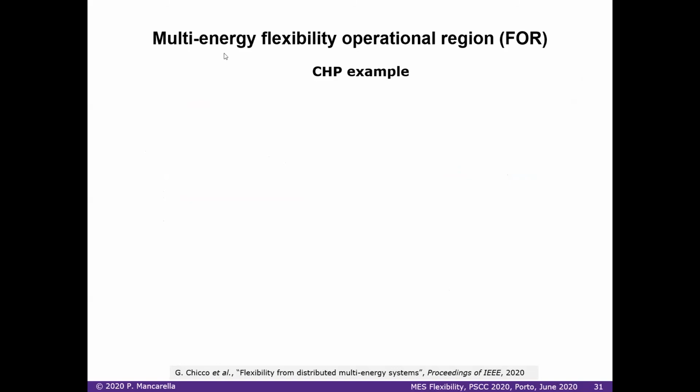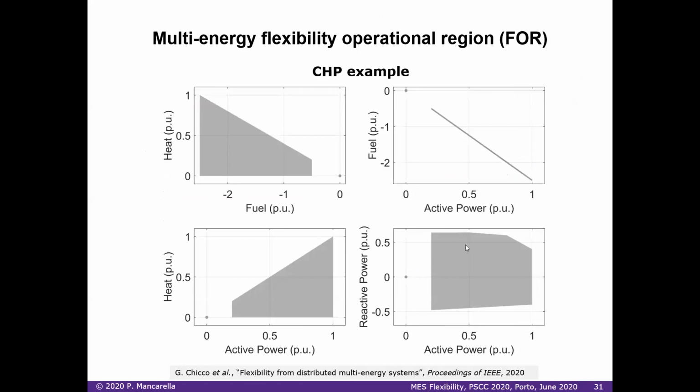Well, effectively, you could use what we call flexibility operational regions that have this kind of form. Looking at a simple CSP example, for example, they can link heat and fuel, fuel and active power, heat and active power, and then reactive power and active power. Normally in power systems, we look primarily at the interaction between active and reactive power. In these kinds of systems, we'll be looking primarily, in these specific cases, at the interaction between, for example, heat and active power.